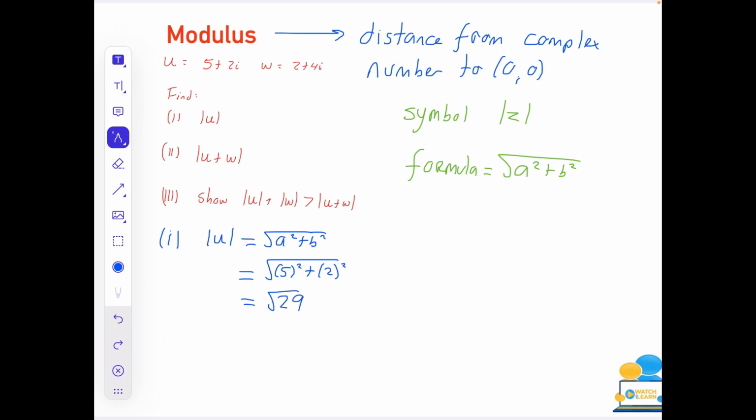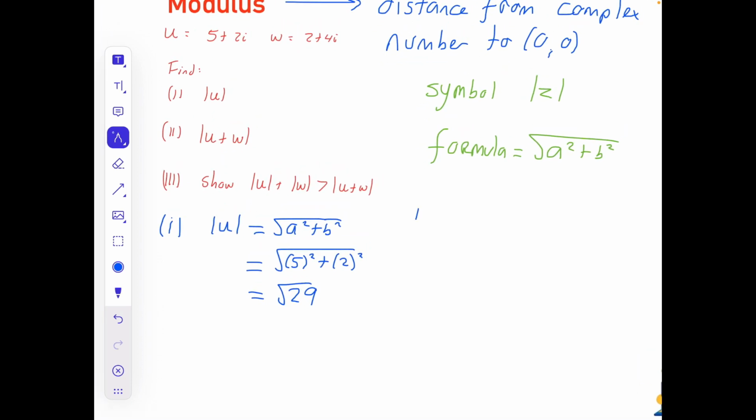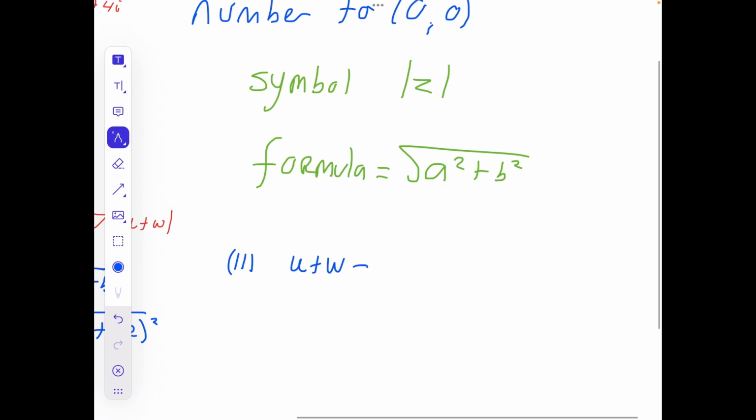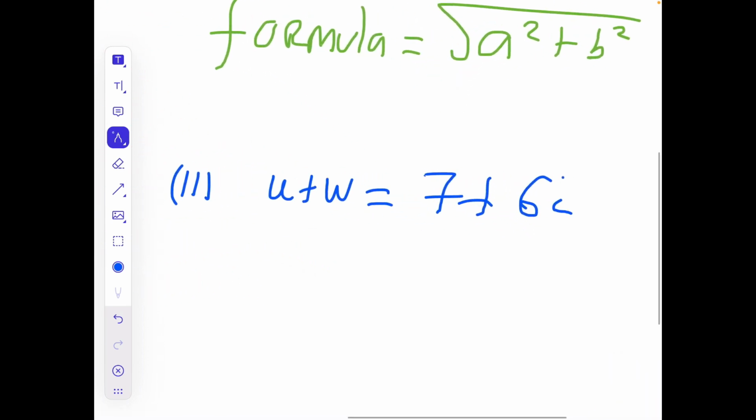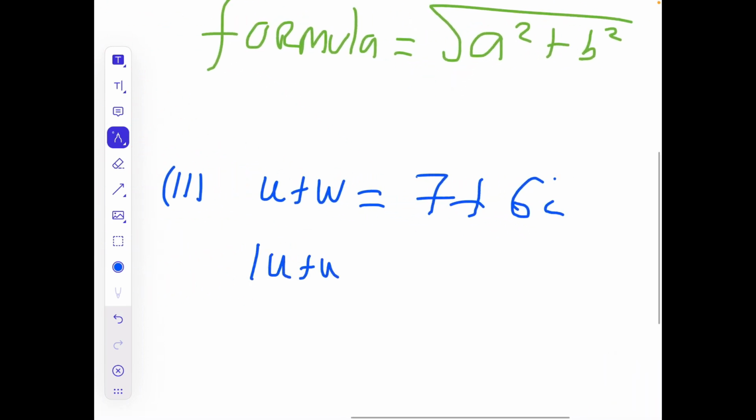Okay, next one then, it says the modulus of u plus w. So first I actually need to find u plus w, and then I'm going to find the modulus of that. So for u plus w, we add the real parts. Our real parts are 5 and 2, so that would be 7. And then we have 2i plus 4i, that's going to give me 6i. I haven't found the modulus there. All I found is u plus w. Now I'm going to find the modulus of that.